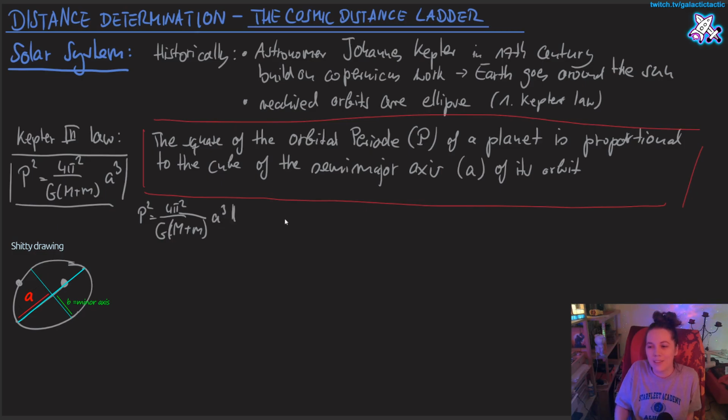We say, well, the mass of the sun is so much bigger than the mass of the planet. Let's just ignore it. We don't need it. The mass of the sun is way bigger than the mass of the planet. So the whole formula is then reduced to G big M. Bam. We ignored it. We kick it out.